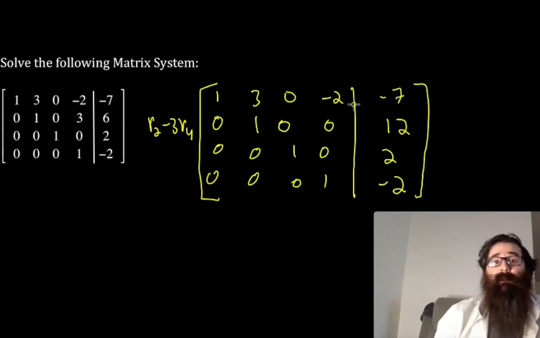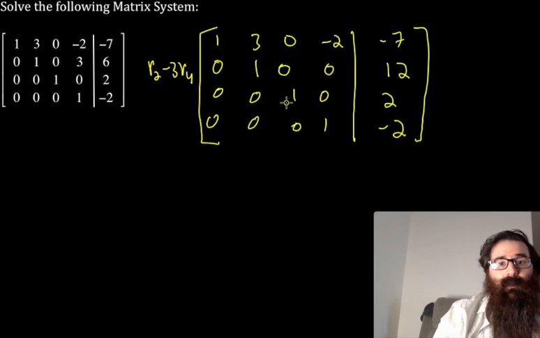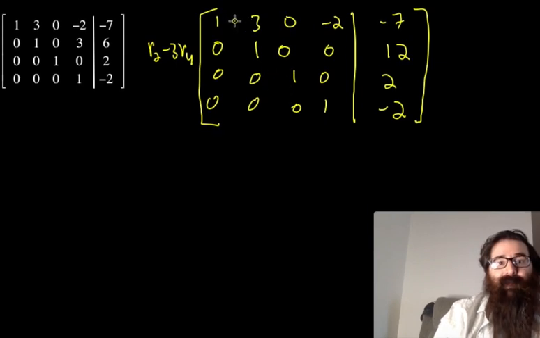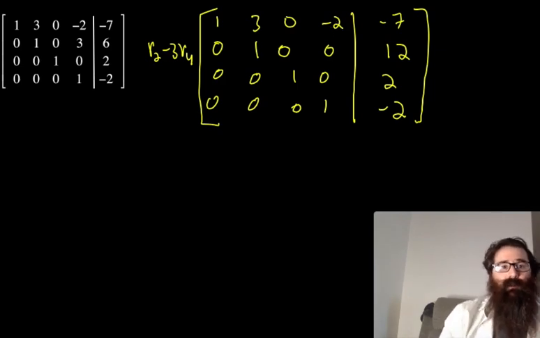So it looks good. Now I'm ready to take a look at what's happening in row 1. And there's a lot of stuff I want to get rid of. I just want this 1 at the very front. I'm going to try to get rid of the 3 and the negative 2. Let me do that in stages. Let me first get rid of this negative 2. So I'm going to replace row 1 with row 1 plus 2 times row 4.